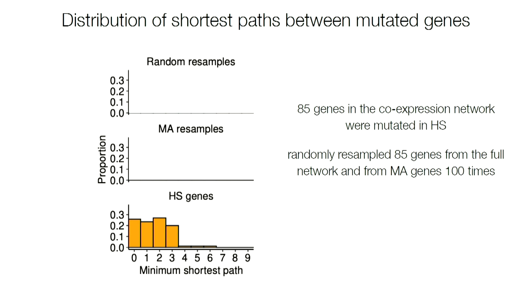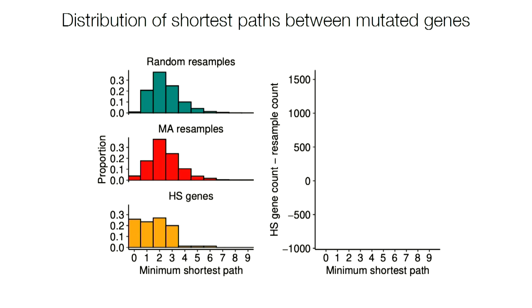So in light of that, we randomly resampled 85 genes from the full network and from MA genes 100 times. And those distributions actually look something like this. They're much more normally distributed. They also look quite like one another. And what I'm really interested in are these differences at 0 and 1, where we see there's a lot more in the way of the HS genes.